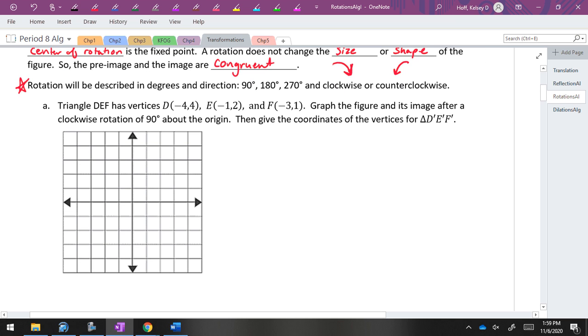Triangle DEF has the following vertices. Graph the figure in its image after a clockwise rotation of 90 degrees about the origin. So let's start here. Everybody just plot D, E, and F and label them correctly.